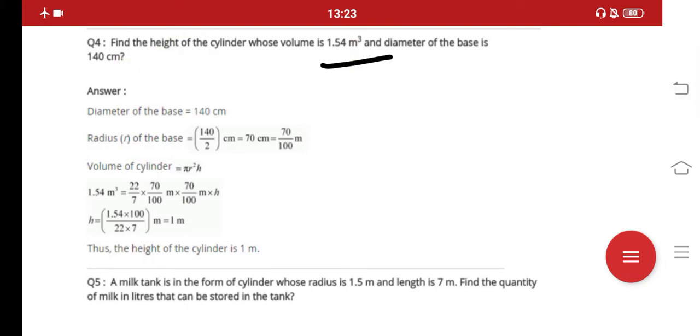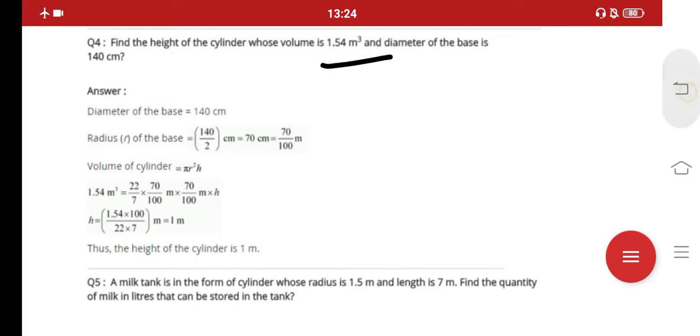Okay, so see, here it is written diameter of the base is given. So for that we need radius. Diameter divided by 2 gives us radius, that is 70 centimeter. But we have to convert both the units into the same quantity, so we are converting this centimeter into meter. We know that 1 meter is equal to 100 centimeter. So for converting centimeter to meter, we will divide it by 100. So 70 divided by 100 meter.